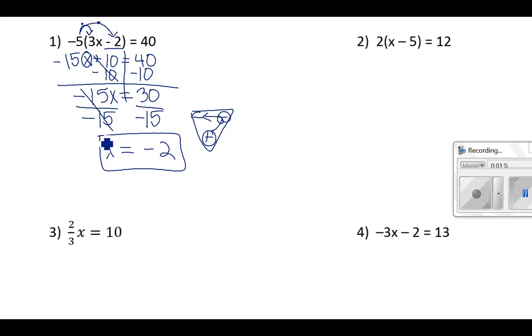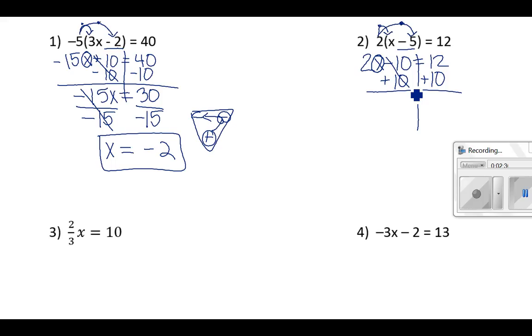Question number 3, another problem similar to it. I'm going to distribute. Start by showing my multiplication with arrows. 2 times x is 2x. 2 times -5 is -10. That turns into 2x - 10 equals 12. And I have a two-step equation. I'm isolating the x, so I'm going to get rid of -10 first. The inverse operation is plus 10. I will do that to both sides.